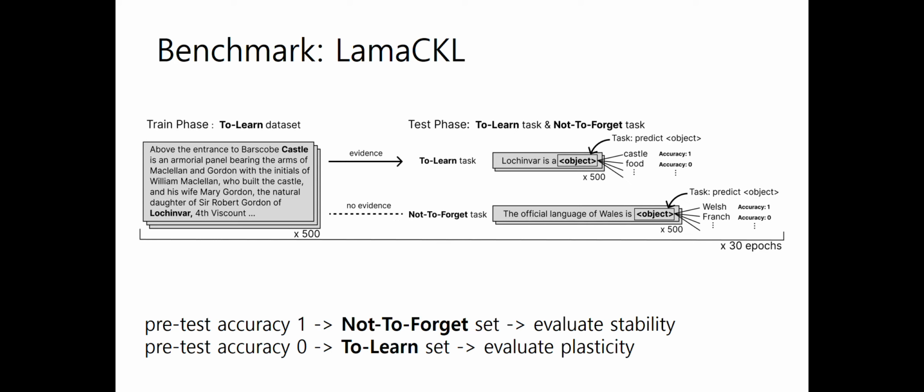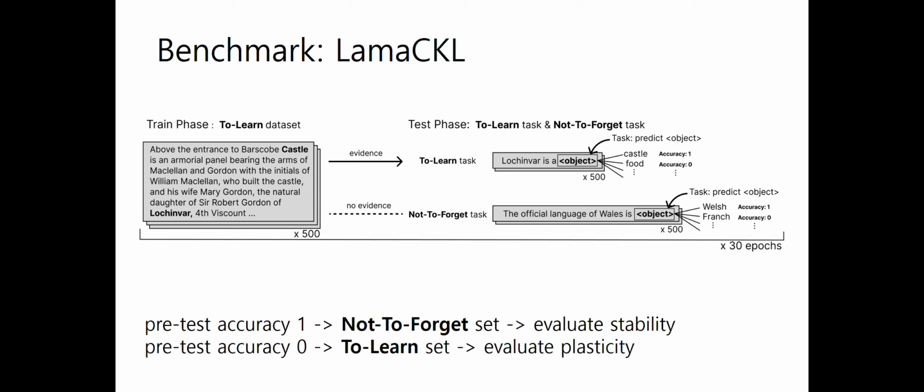We first train the train attention phi with the train data. Then, we first test the LM, theta, with test data, and the data with correct responses are categorized into the not-to-forget set, while the data with incorrect responses are categorized into the to-learn set.